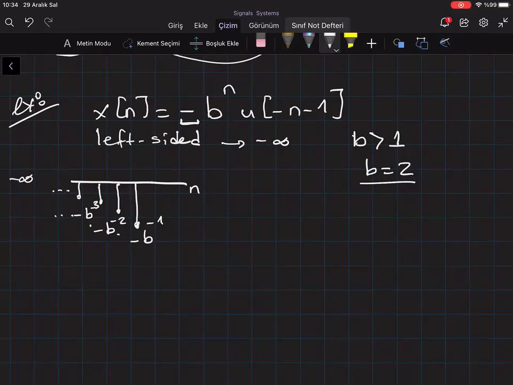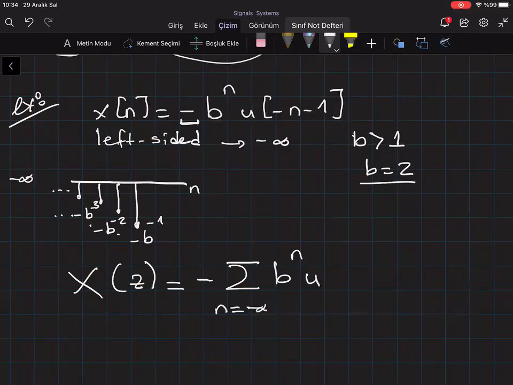Şimdi, how are you going to write this? X of z is equal to minus b to the power n u of minus n minus 1, z to the power minus n. Okay, I want everybody to be able to write this in the initial phase, okay? You can write it, right? What is the next step?